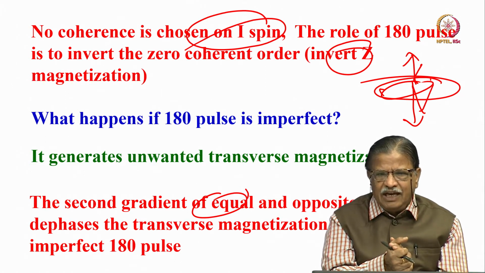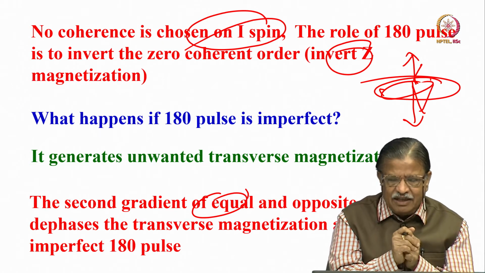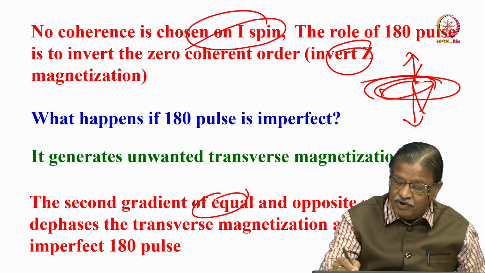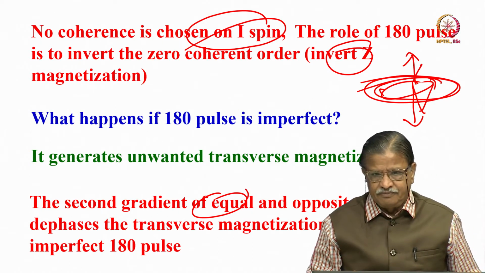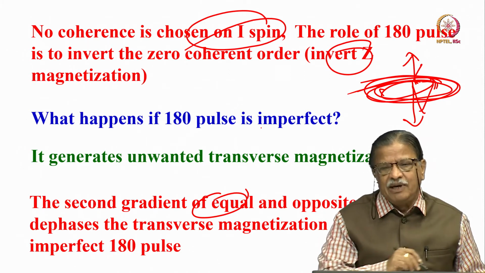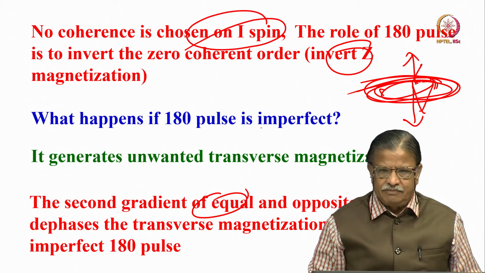You understood? It will dephase the transverse magnetization. Then all the transverse components which are present will become 0. You will not detect that at all. They become unobservable or undetectable magnetization.